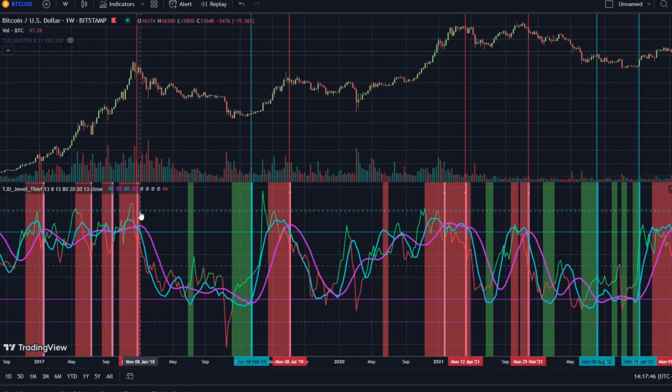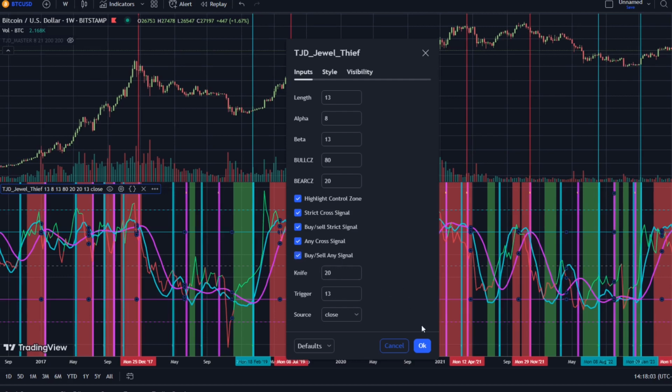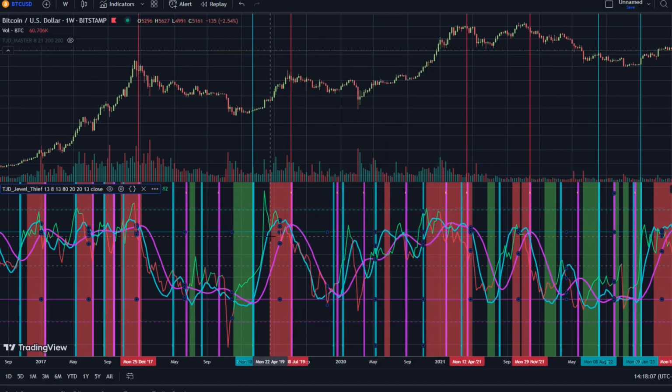There's obviously some more advanced ways that you can take advantage of it. If we pull up the actual indicator right here, you'll see there's a bunch of different inputs, and this is the main differentiation between the regular Joule Thief and the members exclusive Joule Thief. I essentially have it so that you can turn on and off the buy and sell signals for any cross. So here we see that the only crosses where we would get hard buys and hard sells before were when we exited the bullish control zone or we exited the bearish control zone.